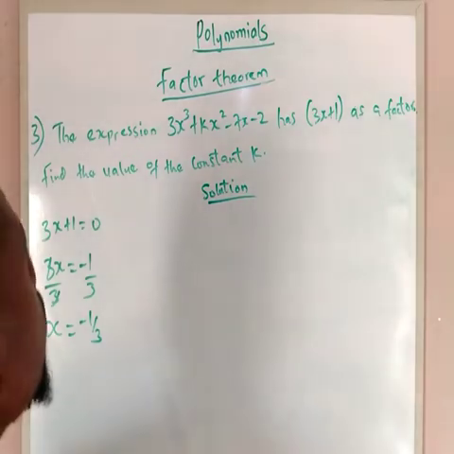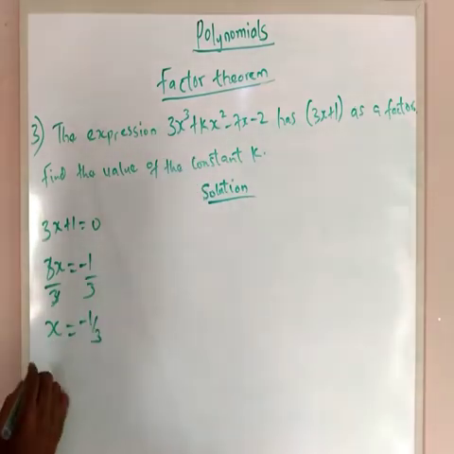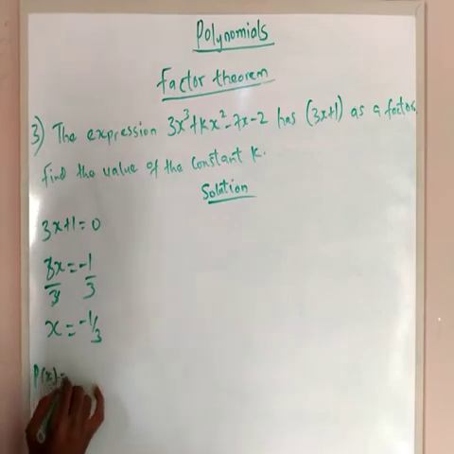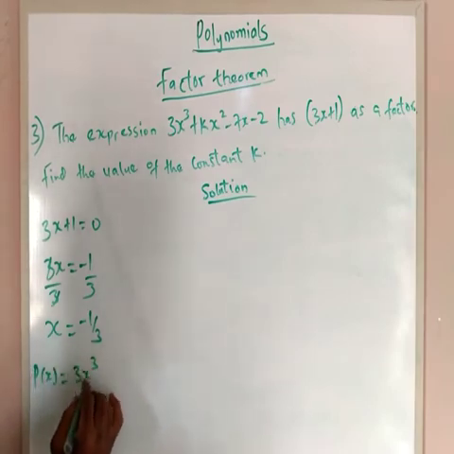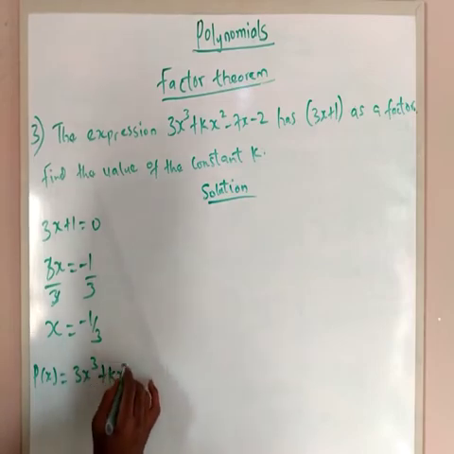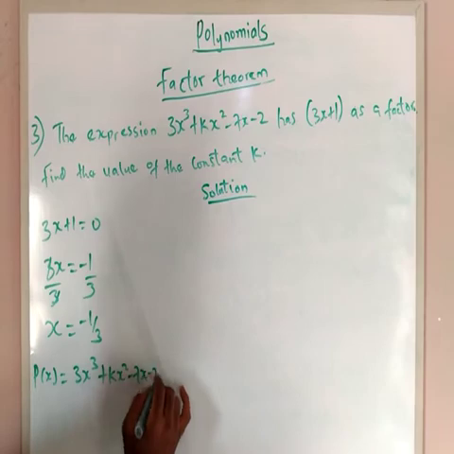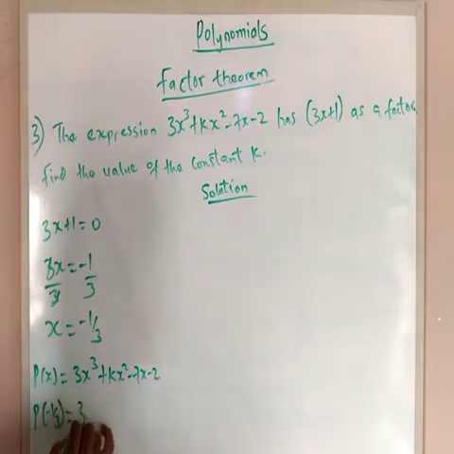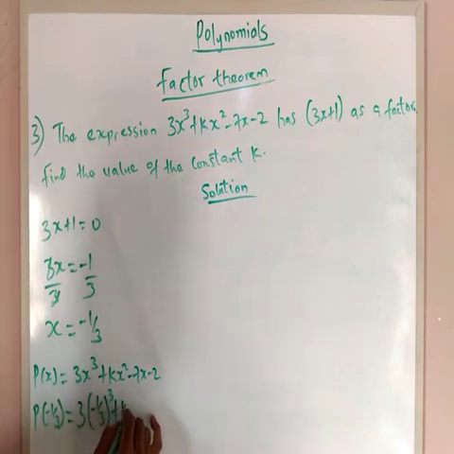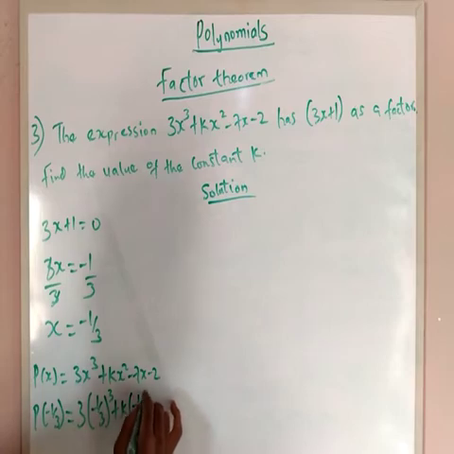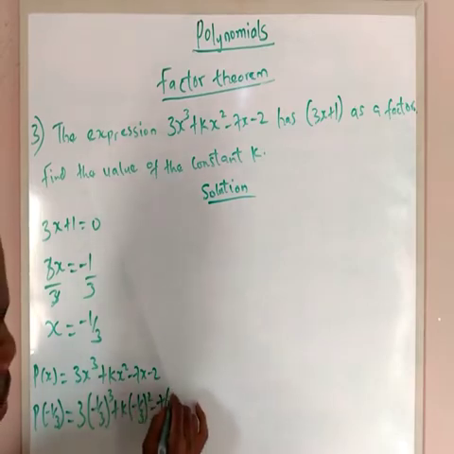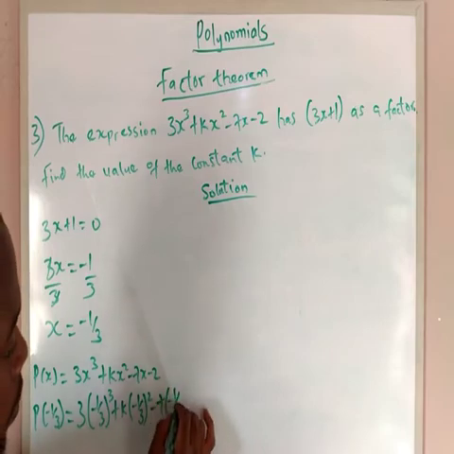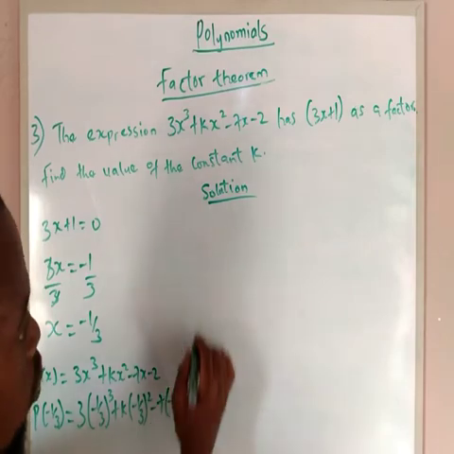Now, our equation is giving us p of x equal to 3x cubed plus kx squared minus 7x minus 2. Therefore, our p of minus 1 over 3 will be equal to 3 into brackets minus 1 over 3 cubed, plus k into brackets minus 1 over 3 squared, minus 7 into brackets minus 1 over 3, minus 2.